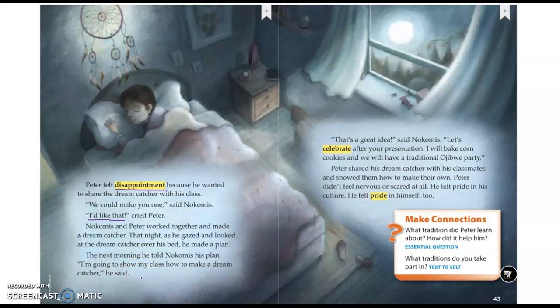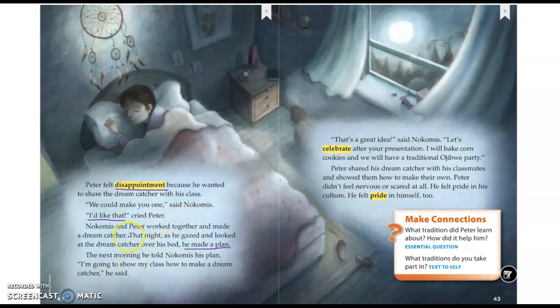So now what are Peter's actions and reactions to the problem? Okay, so you probably said he comes up with a plan. He's going to show his class how to make a dream catcher. So now he has a plan. Let's see how he's feeling now.